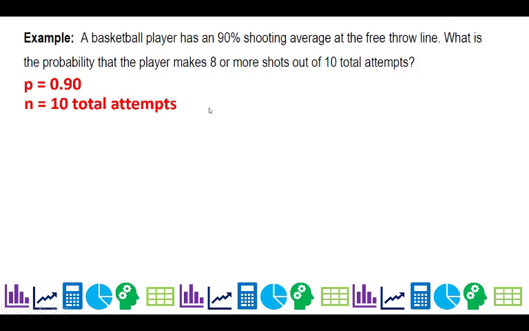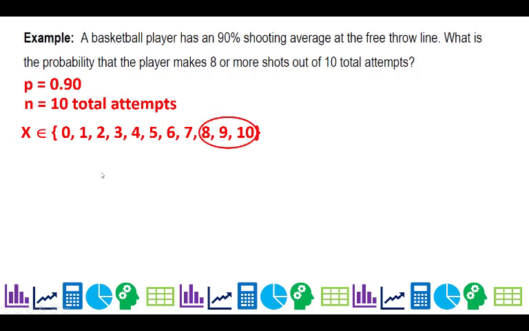And what values of x are we looking for? Well, it really helps to write out the whole sample space. I know that feels tiring and extra work, but if you're missing these, it's because you're not writing this part down. Eventually, you'll be able to skip this, but until you get the hang of it, it's really helpful to write this. So what counts as 8 or more shots out of 10 total attempts? Well, that would be 8, 9, or 10.